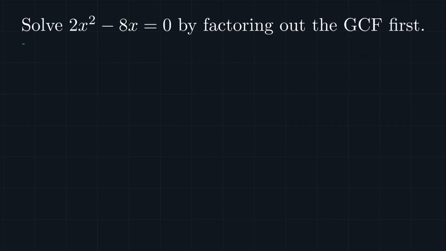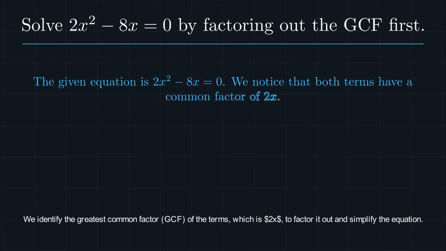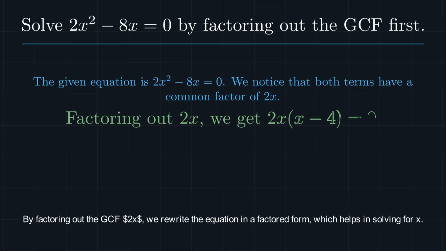Solve 2x squared minus 8x equals 0 by factoring out the GCF first. We identify the greatest common factor (GCF) of the terms, which is 2x, to factor it out and simplify the equation. By factoring out the GCF 2x, we rewrite the equation in a factored form, which helps in solving for x.